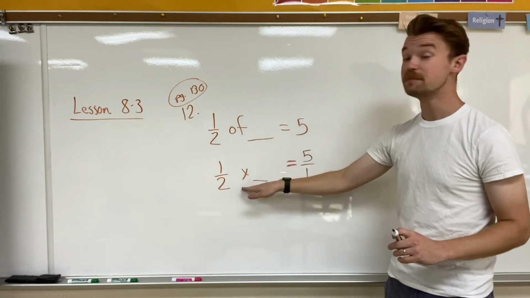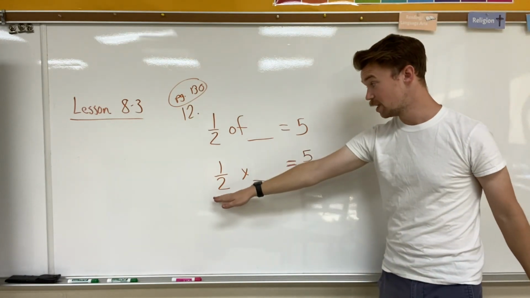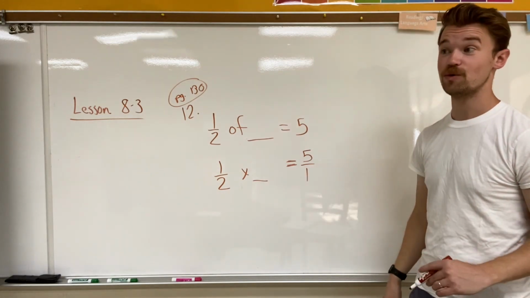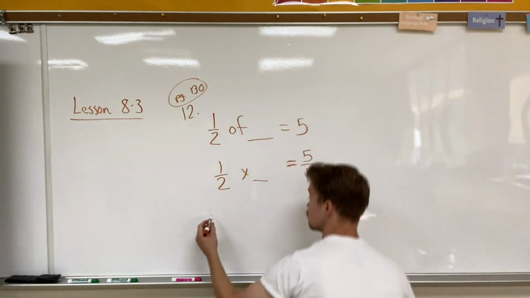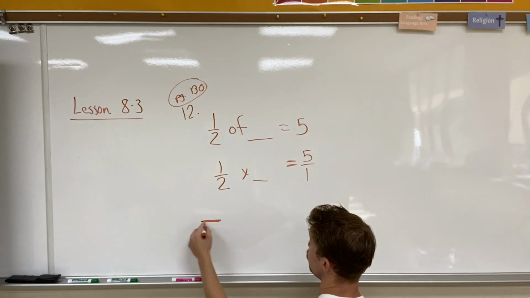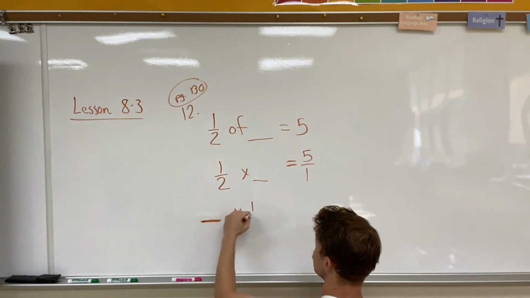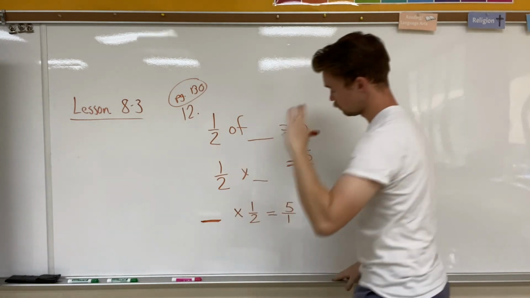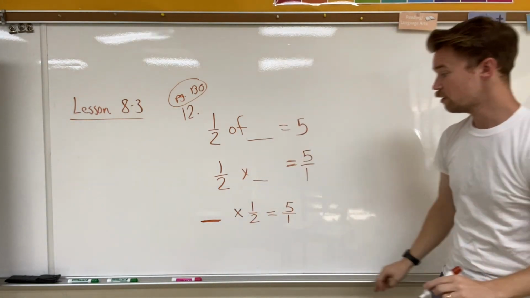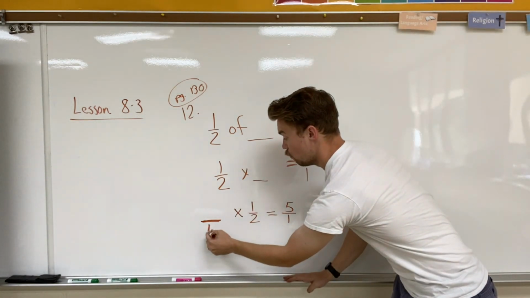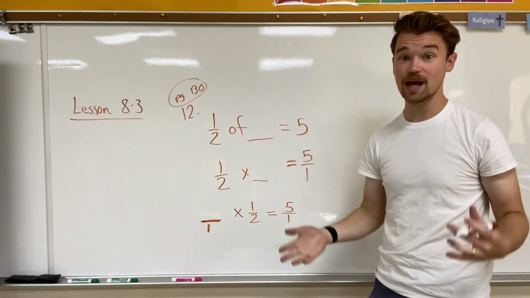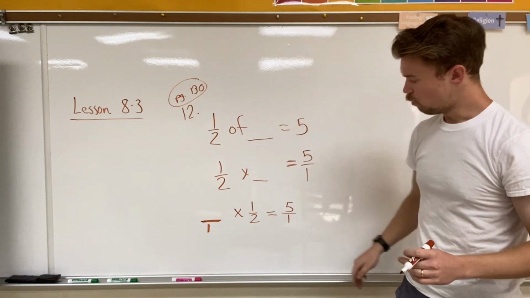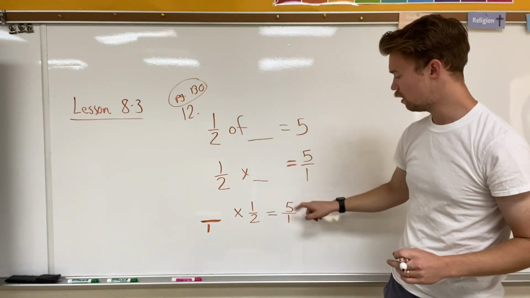Now, of, again, means multiplication, so I can potentially write 1/2 times something equals 5 over 1. Or another way to write it is something, we know that's going to be a whole number, times half equals 5 over 1. Now, we know that this is going to be over 1, because we know that for this lesson we have a whole number times a fraction. Well, what is half of 5?